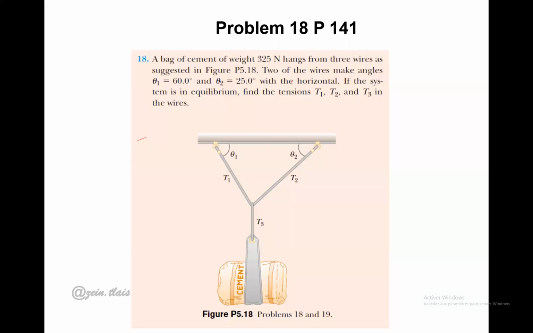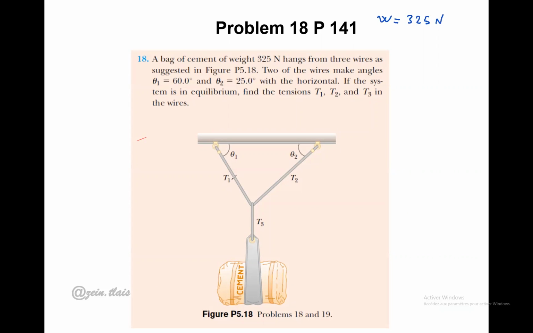Problem 18, page 141. Here we have a bag of cement of weight W equals 325 Newton. It hangs from 3 wires. We have 1, 2, 3 cords. For each one, we have T1, T2, T3.